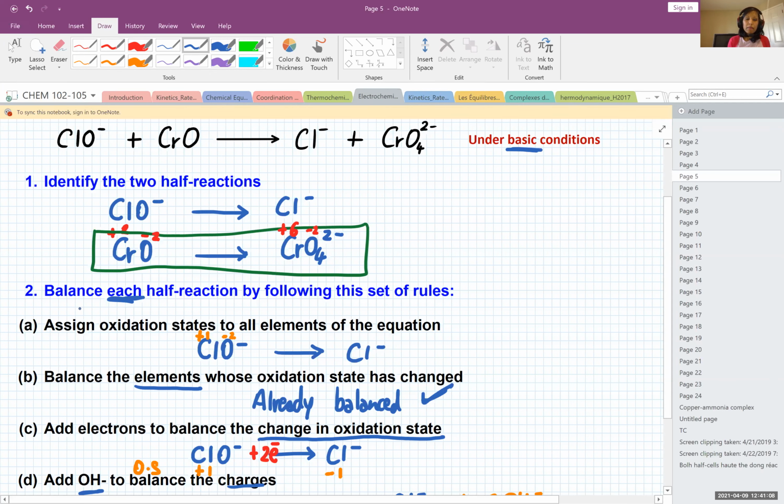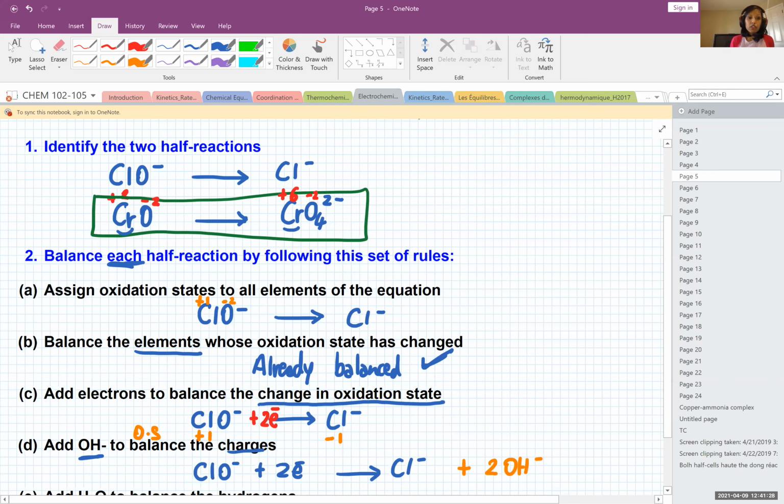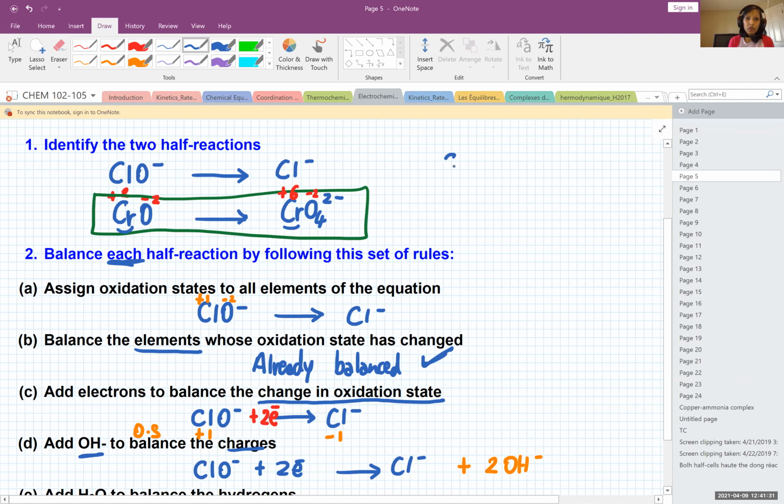Okay, next step is to balance the atom or the element that has had a change in its oxidation state. So we can forget about oxygen here. It goes from -2 to -2. We do not have to worry about it. Chromium has changed oxidation state. We need to balance it. We've got 1 chromium on each side. We're good. Then we will add electrons to balance this change in oxidation state.